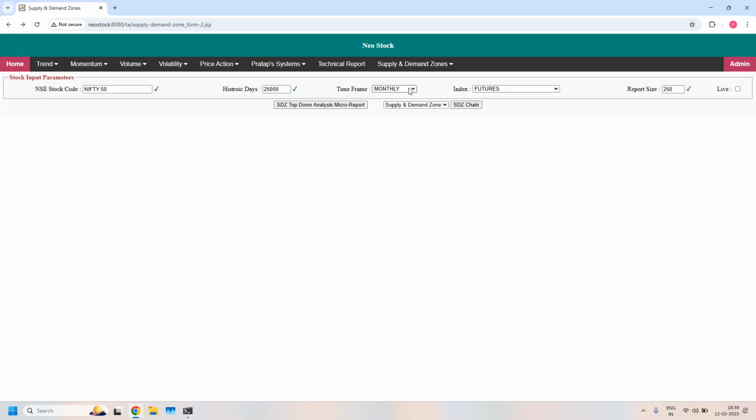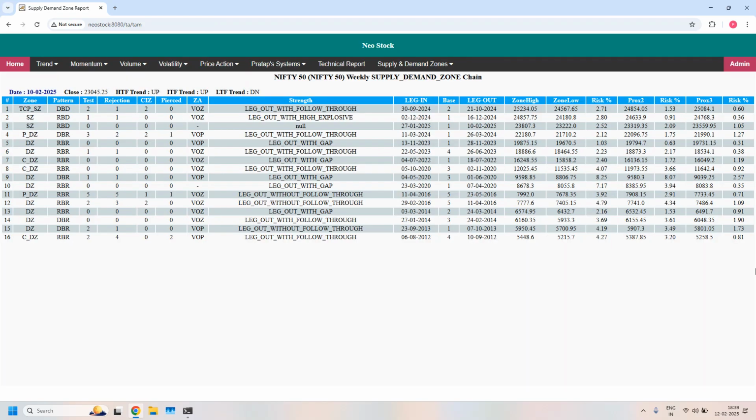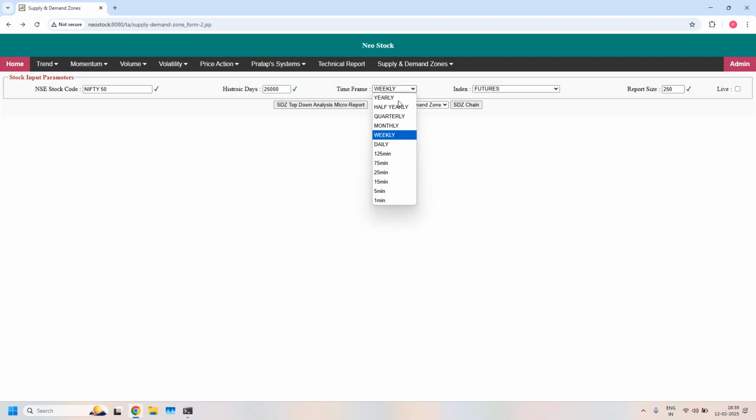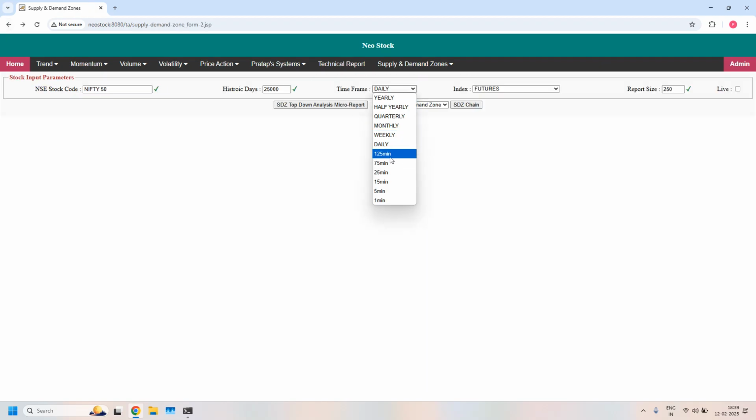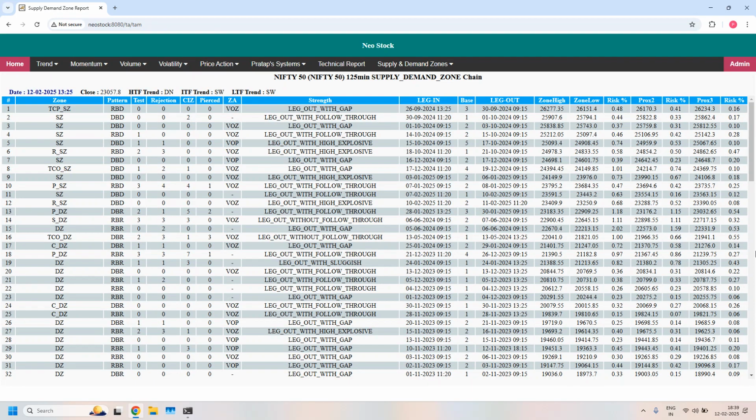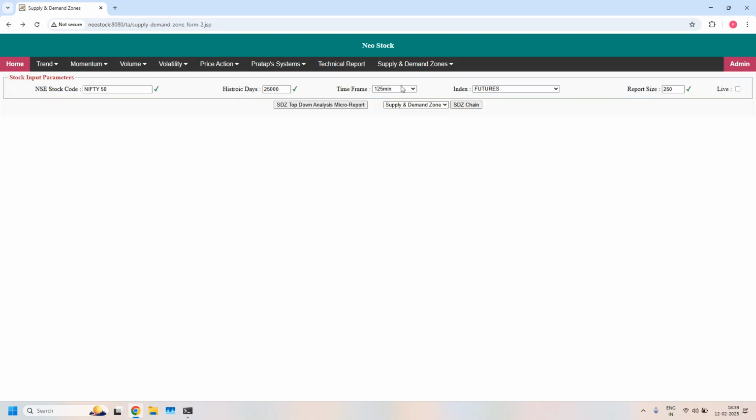Okay, next, weekly supply demand zone chain for NIFTY. Okay, next, daily supply demand zone chain report for NIFTY. Okay, next, 125 minute supply demand zone chain report for NIFTY. Next, 75 minute supply demand zone chain report for NIFTY.